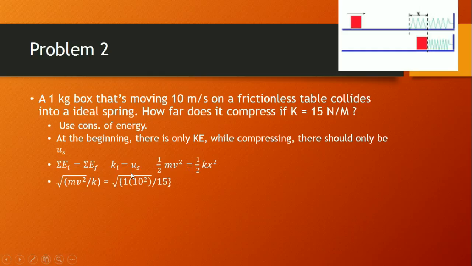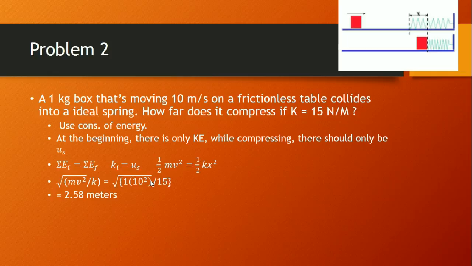So basically we get mv squared over k, and then the square root of that equals x, which is the distance compressed. And so if we plug in our numbers, k, the spring constant's 15, so 15 goes in the denominator, and then 10 is the velocity, and then the box weighs 1 kilogram. And so if we plug that in, we will get approximately 2.58 meters.